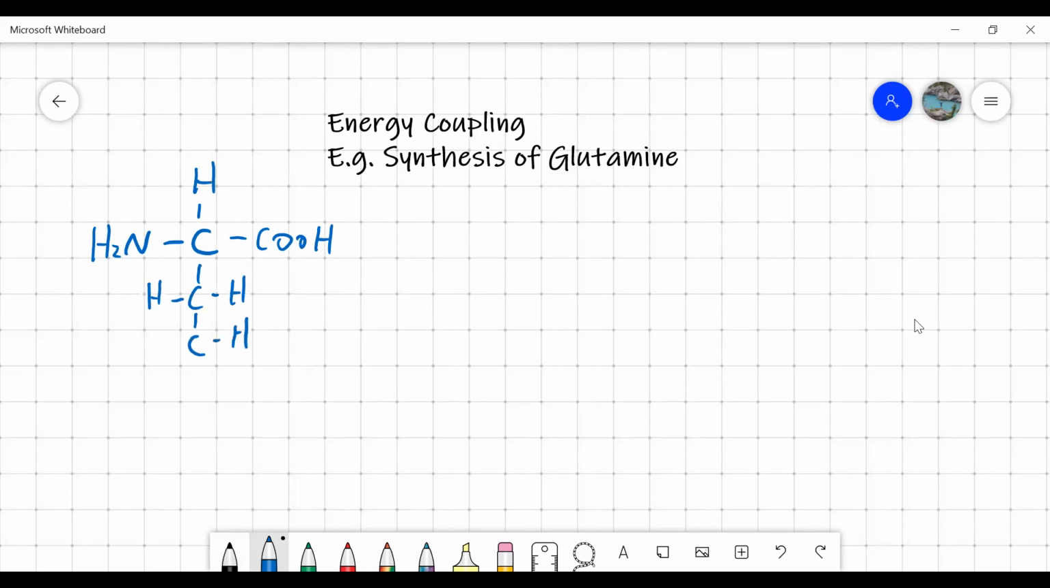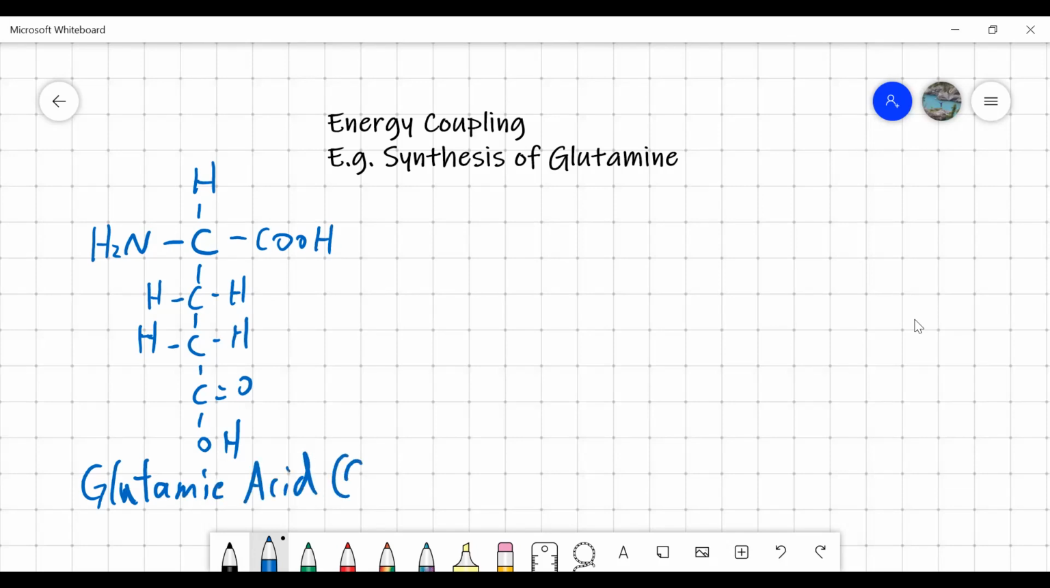I won't ask you to ever draw this big chemical structure, but what I want to show you is what's going on with this reaction, because sometimes it's important to understand the details of what is going on. So there's the amino acid. This is glutamic acid, glutamic acid, that's a U. Glutamic acid has an abbreviation, it's GLU. Now, to make glutamine, we take glutamic acid and we combine it with ammonia.